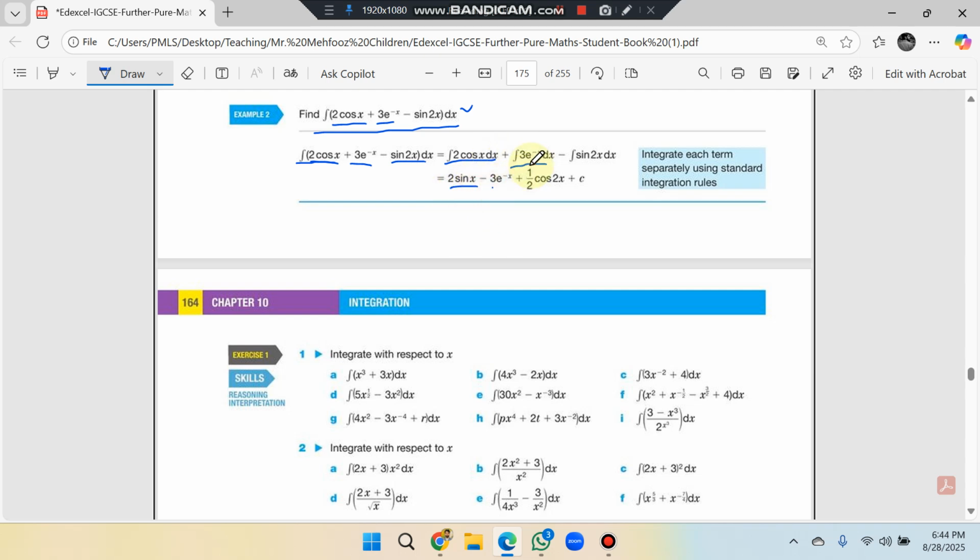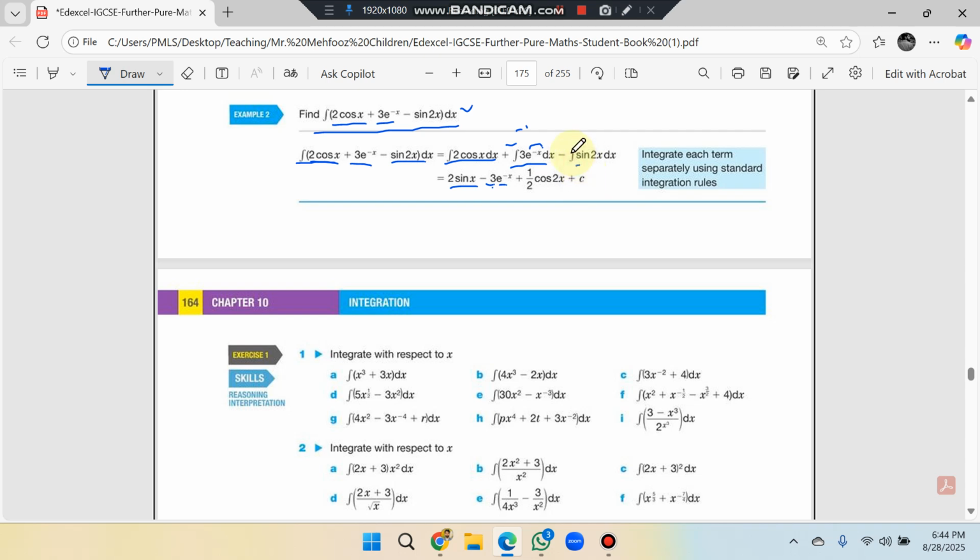3 is constant, integration of e raised to the power minus x is e raised to the power minus x, but the minus x has the derivative, that is minus 1, and we have to divide by its derivative, then this positive sign becomes negative. Next one is sine 2x, which has the integration minus cos.